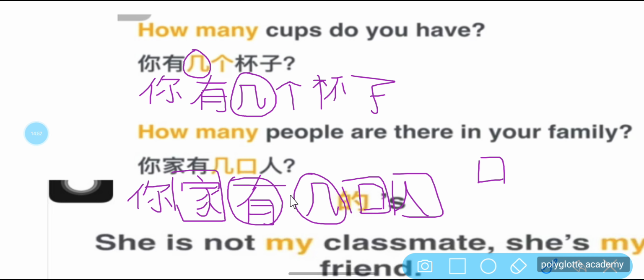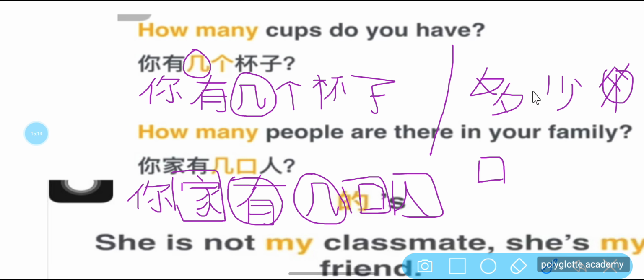Now, when we use 几 on the contrary to 多少, if you use 多少, you don't necessarily have to put a measure word.